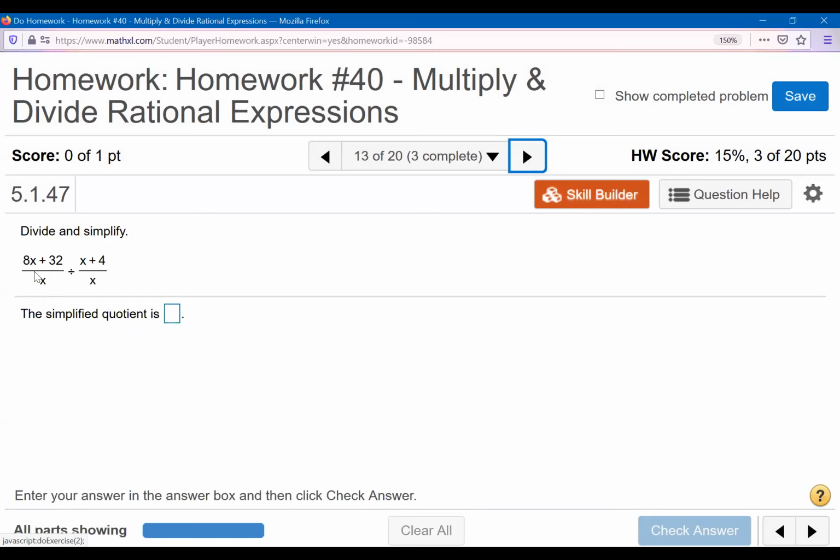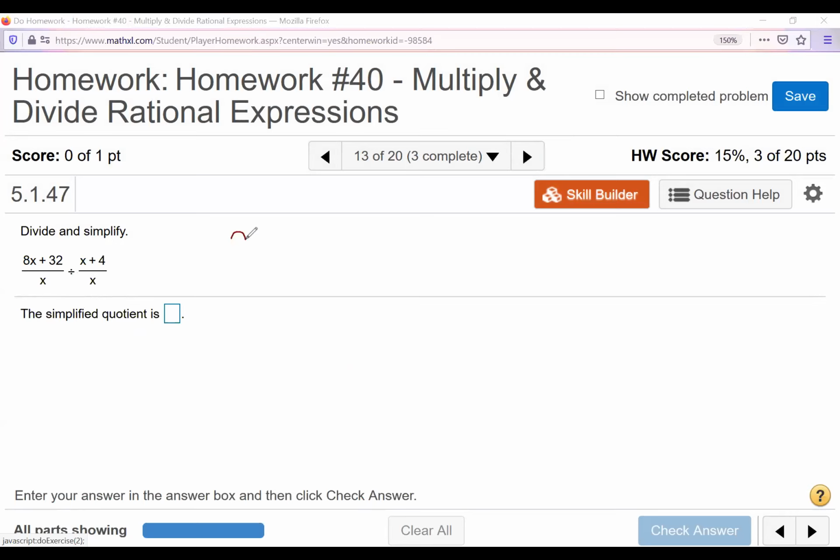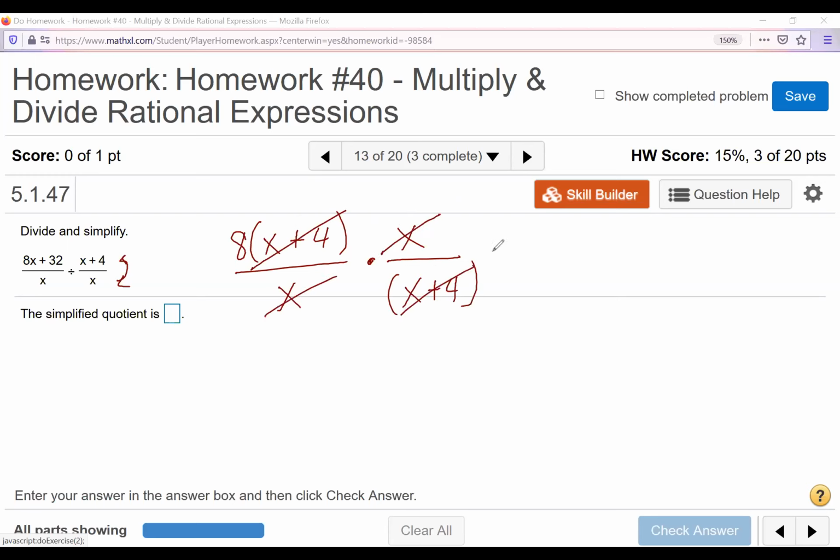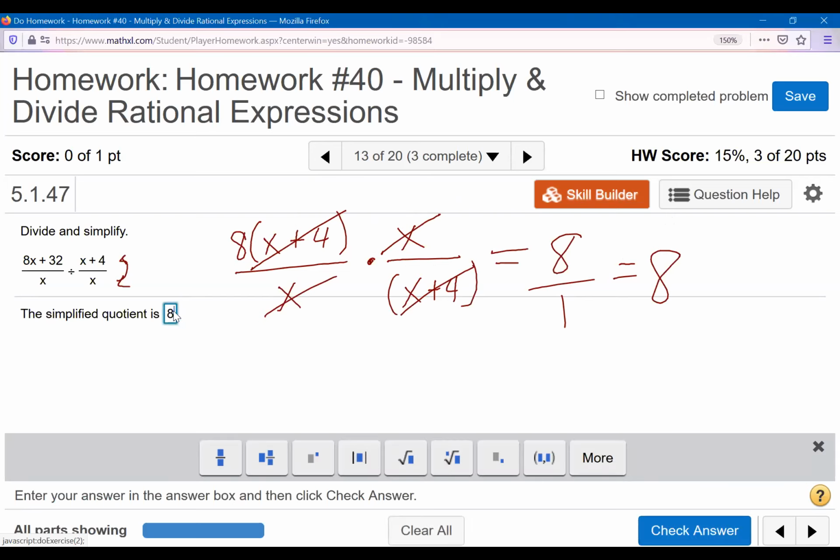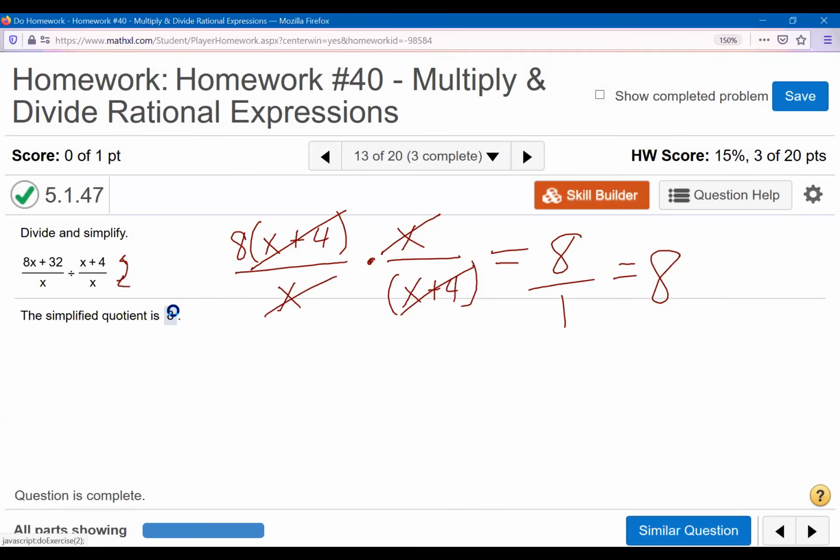I don't know, there's something about seeing these x's. Number 13 says divide and simplify: 8x plus 32 over x. You just factor out that 8, so it's 8 times x plus 4 over x. This is division, so you change it to times, flip the second fraction, and then there's nothing to factor there. So you just leave x as it is, and then x plus 4. The x plus 4's cancel out, the x's cancel out. You're left with 8 over 1, which is just 8. Okay, so maybe that wasn't as tricky as I thought, but all right, good.